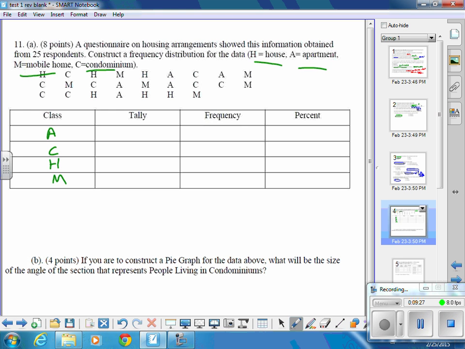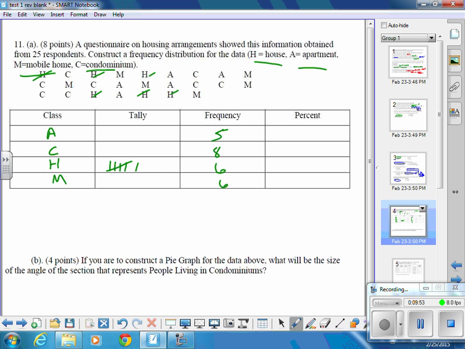So you're sitting here, you go, okay, well, I got 1H, 2H, 3H, you got 4H, 5H, and 6H. And so the tally is that, 1, 2, 3, 4, 5, 6. Okay, and the frequency is also the same number. Now that I've done one tally, I'm not going to do the rest of the tallies. But going through this, the frequency is 5, 8, 6, and 6.